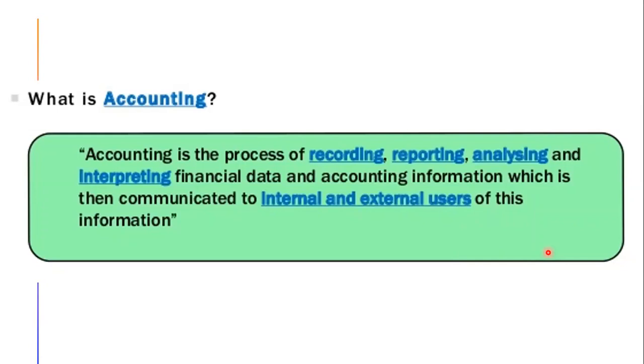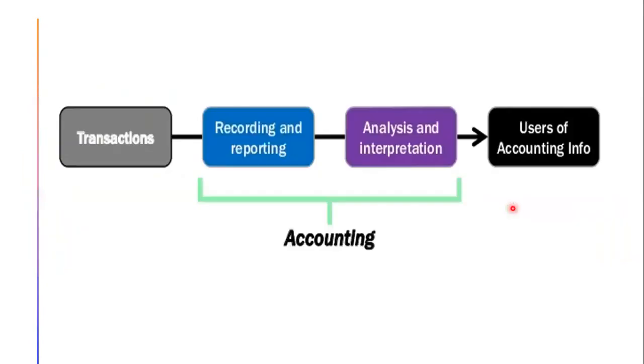Okay? So that's accounting. Remember process and these blue words. It's the process of recording, reporting, analyzing, and interpreting financial data. Then you communicate that information to users. In other words, accounting is all the transactions. Remember that transactions are movements of money with specific names according to the transaction. So accounting is all the transactions, recording and reporting of those transactions, then you analyze and interpret the information and you give it to the users of accounting information.